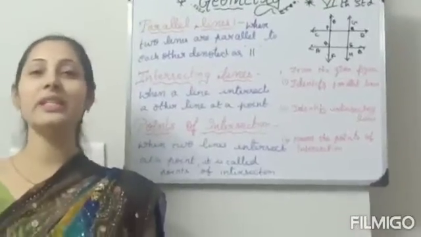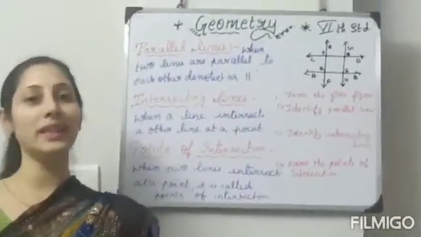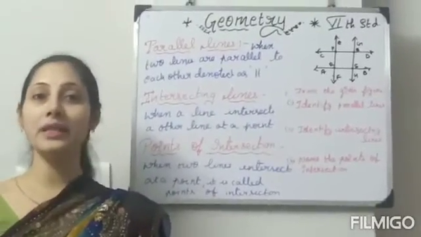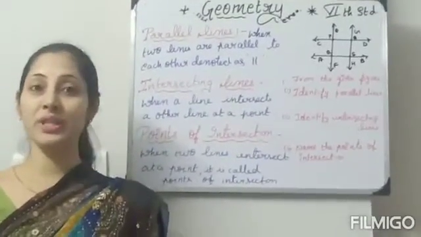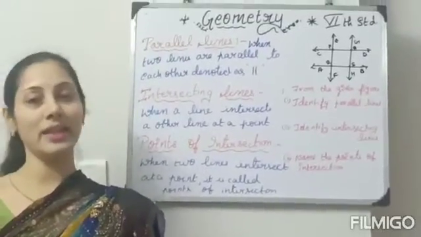Today's session is our 6th standard Maths Geometry. What you are all learning from 4th standard, with what is meant by ray, line segments, parallel lines, coincident lines, collinear points, non-intersecting lines, like that.